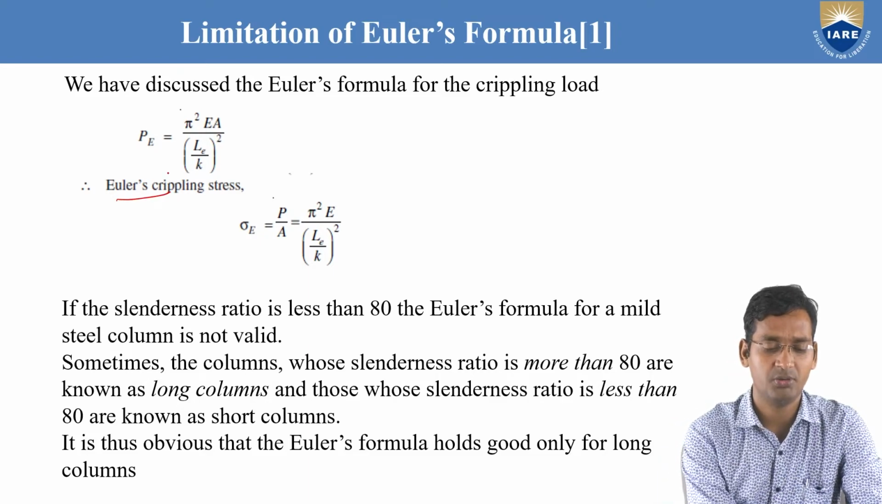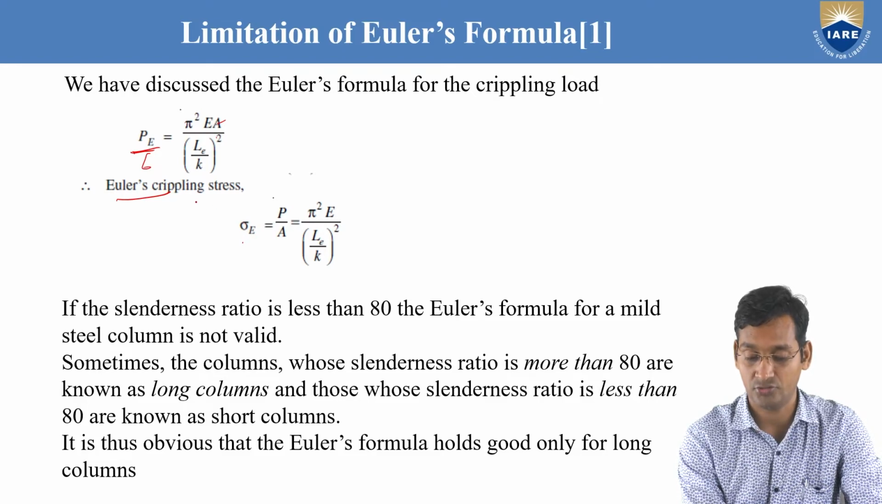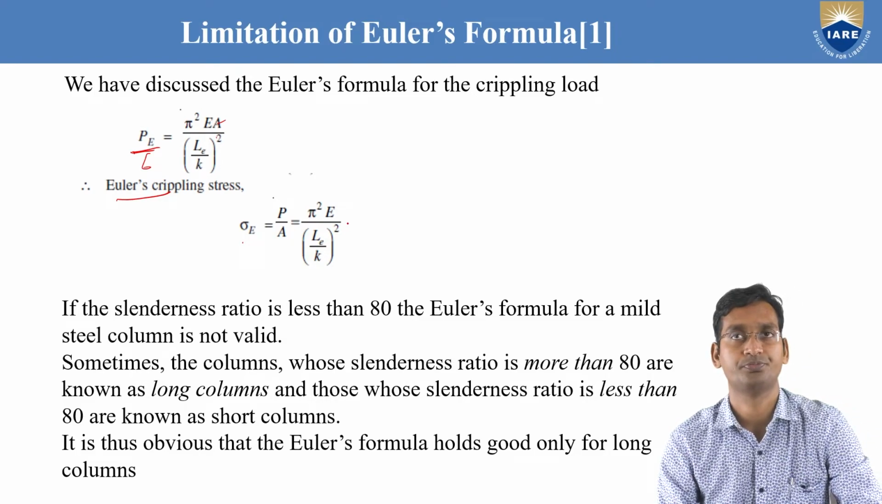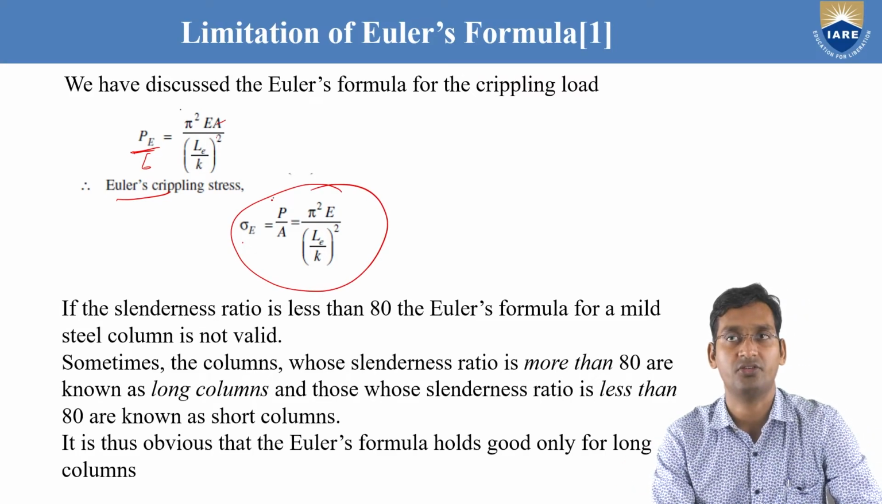So this is Euler's crippling load. Just divide here by A. After dividing by A, this A will get cancelled. You will get sigma E, that is Euler's crippling stress, is P by A equals pi square E by (LE by K) whole square. Okay, so this will be the Euler's crippling stress.